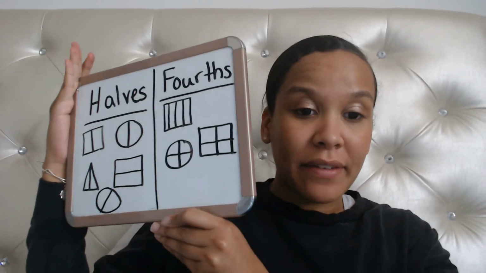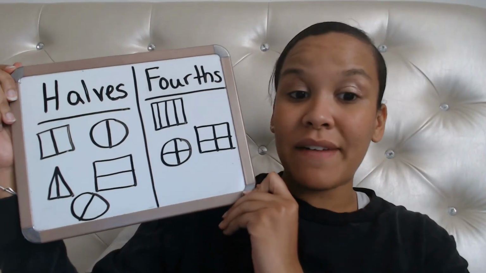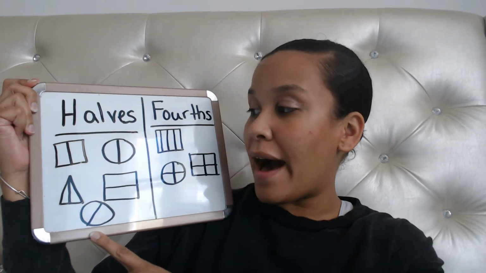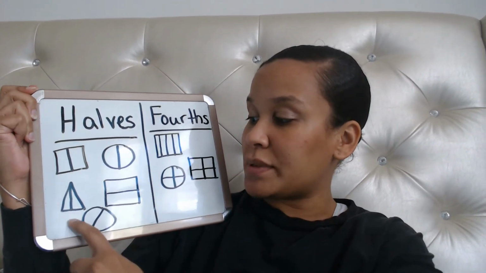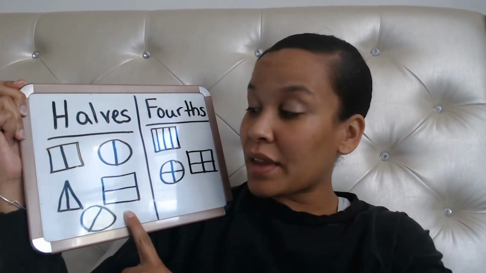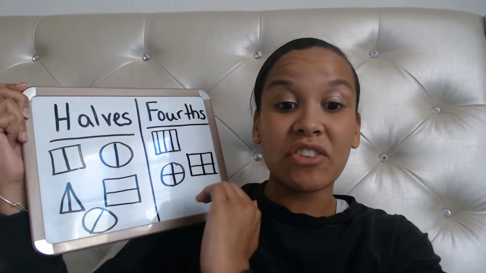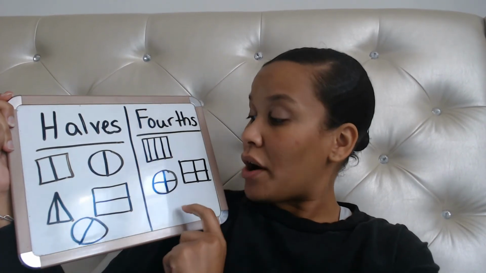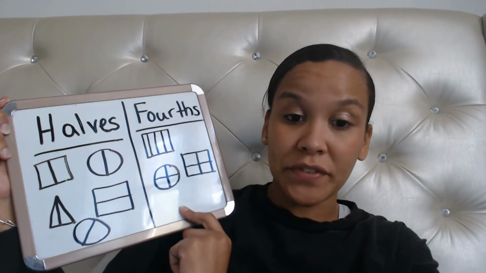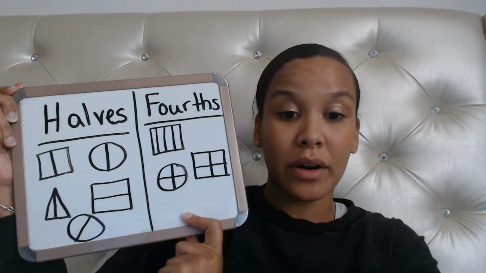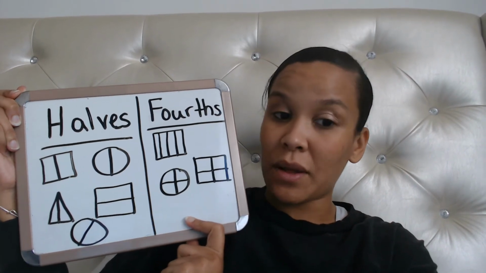So what I have here is a board of examples of halves and fourths. On this side, I have halves. I have different shapes that, as you can see, no matter which way I cut them, they are cut directly in half and have two equal parts. On this side, I have my fourths. Each of these shapes are cut into 4 equal parts, making them fourths. All of these look equal.